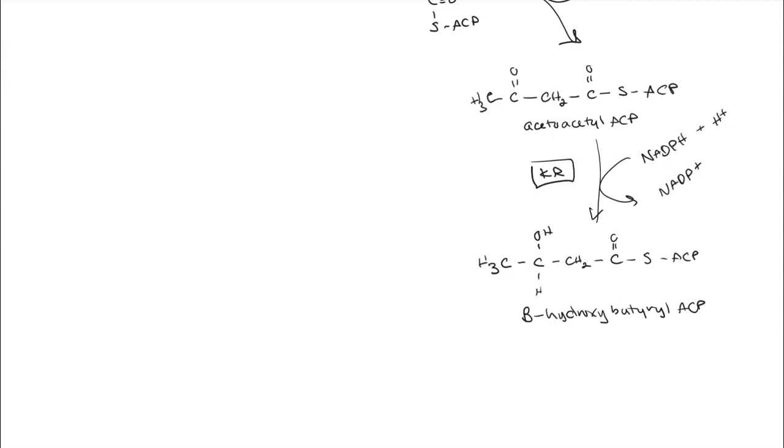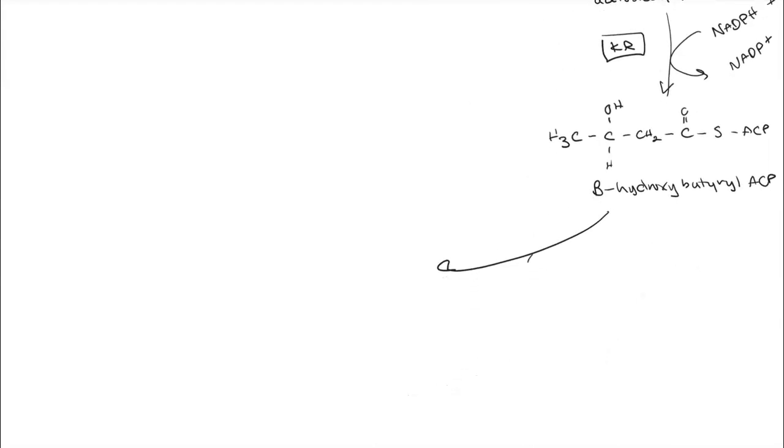Once we have our beta-hydroxybutyryl ACP, we're going to go through a dehydration event, which is going to give us a double bond. And this is going to be facilitated by another enzyme, beta-hydroxyacyl ACP dehydratase, DH for dehydratase. Let's draw this.